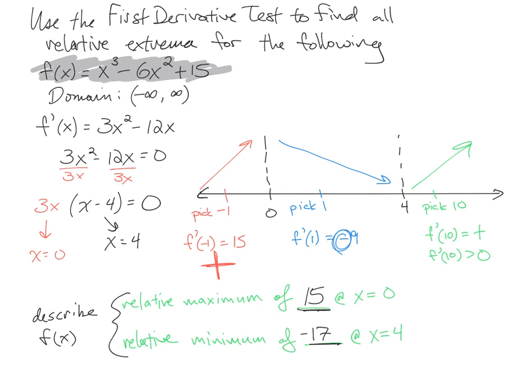Another thing is that this last little bit here, when I switch to red, there we go. The relative maximum of 15 describes a y value. We have an x value. We can represent this as (0, 15). That is on the original function. So we could say relative maximum at (0, 15). We could also say relative minimum at (4, negative 17).